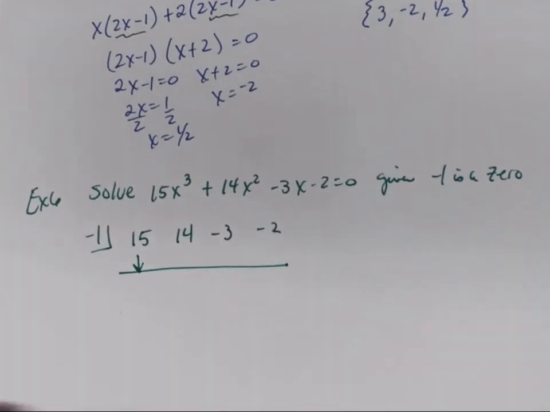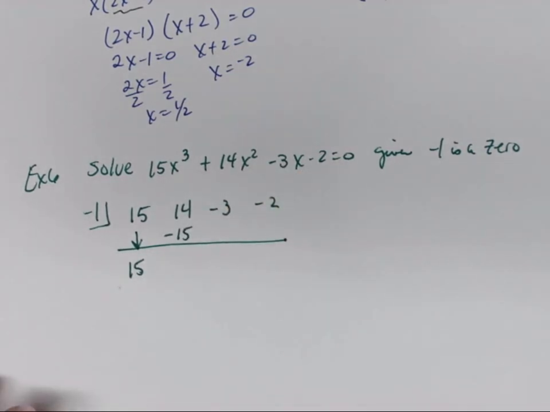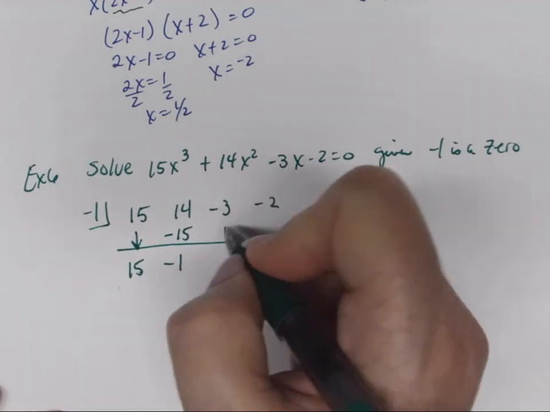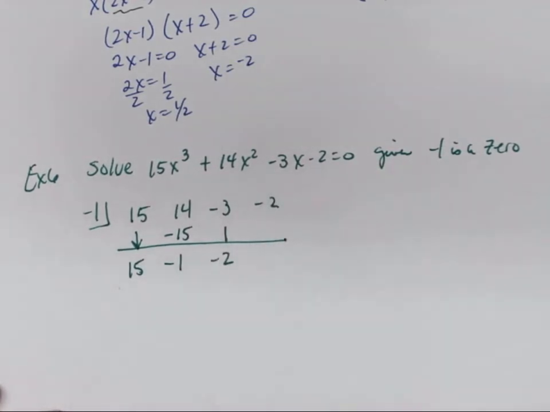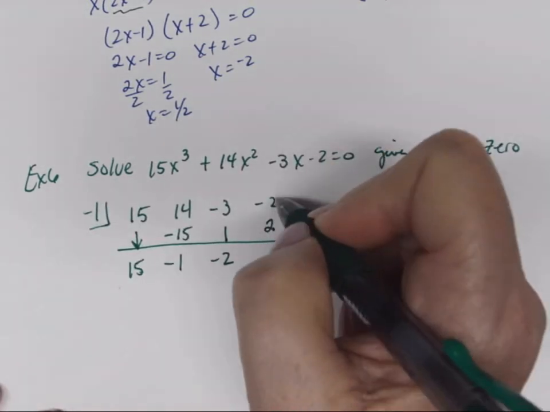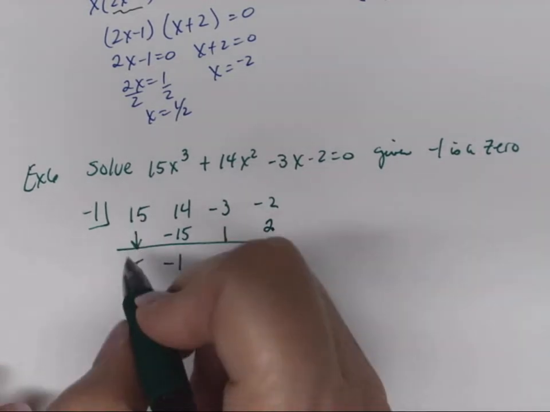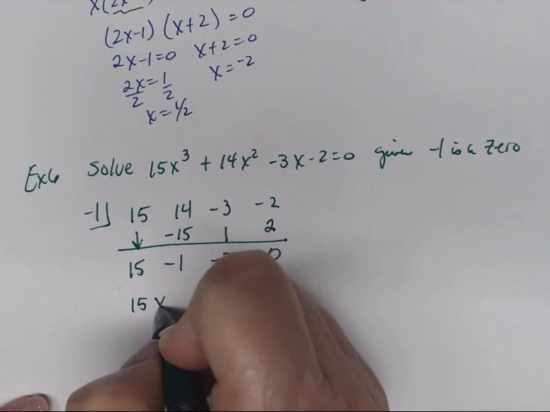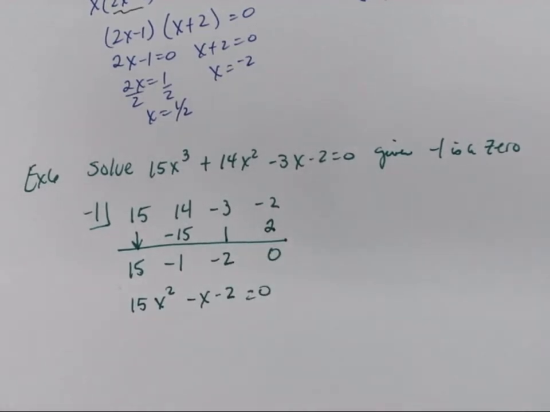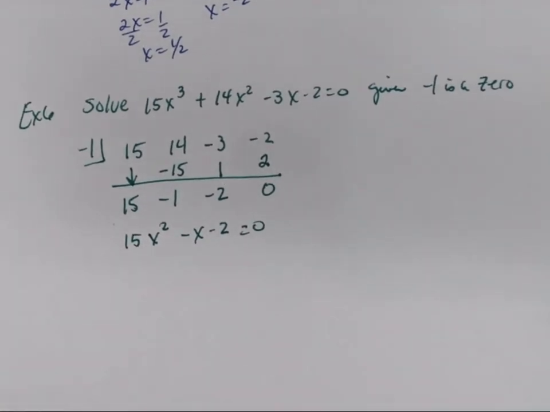Draw the line, bring down the first number. So 15 times negative 1, negative 15. 14 minus 15 will be negative 1. Negative 1 times negative 1 is 1. 1 minus 3 will get us negative 2. Negative 2 times negative 1 is positive 2. 2 minus 2 is 0. So again, they said it was a 0, I should get a 0. So 15x squared minus x minus 2 is equal to 0. So this will work the same way we did the last problem as far as factoring goes.